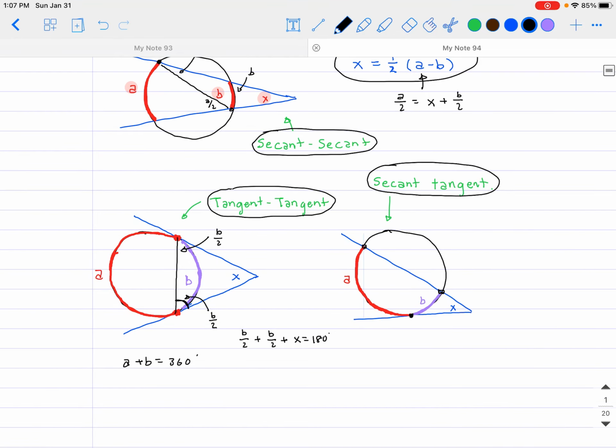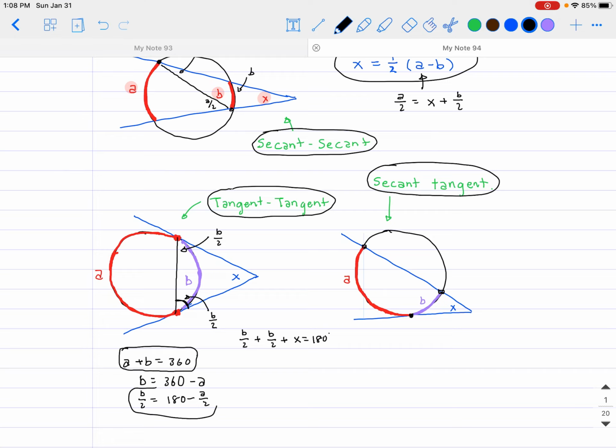So what I need to do is take these two equations and combine them together so you can see how to relate all of them. Here, I'll take this equation that we just came up with and solve for B over 2 so I can substitute it into the other equation. So B is equal to 360 minus A, and then that means that B over 2 is equal to 180 minus A divided by 2.